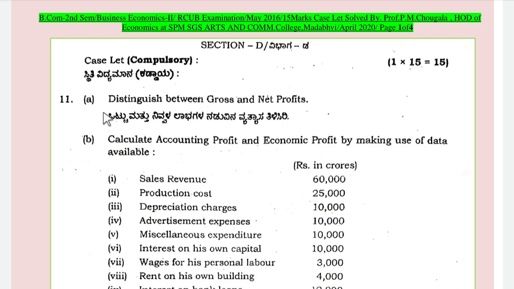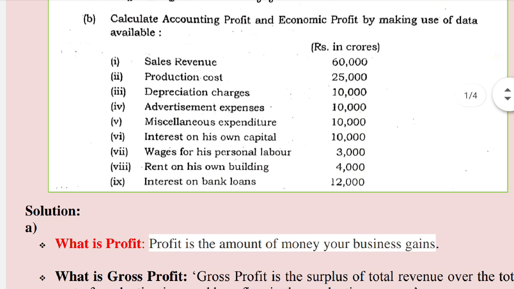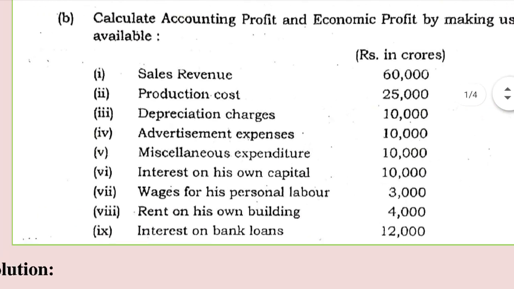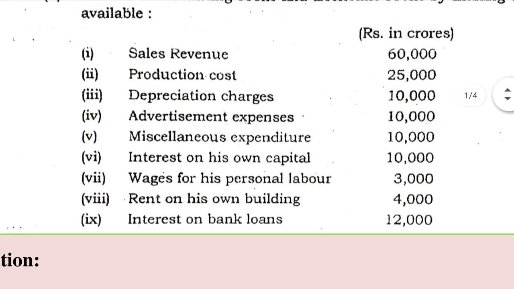Question number 11 is divided into two categories. A asks to distinguish between gross and net profits, and question B asks to calculate accounting profit and economic profit by making use of the data available. So friends, first of all observe the question paper clearly before going to answer.